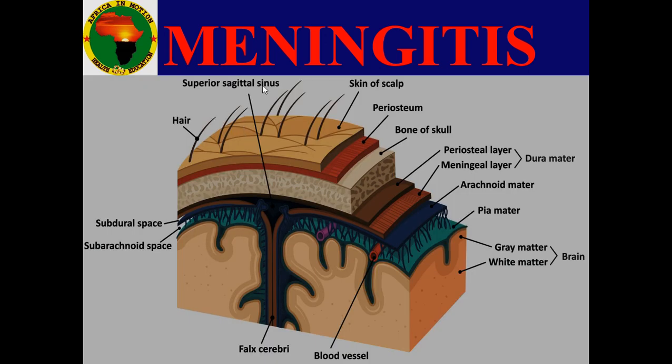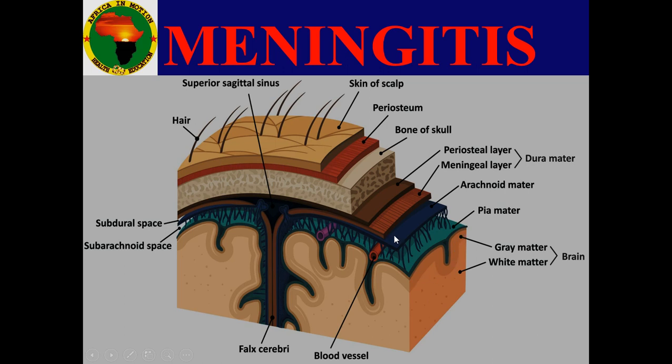When you look at this picture, you see the skin here with hair, and under the skin there is the periosteum. Under the periosteum there is a bone, and under the bone there are these membranes we're speaking about, the dura mater, the arachnoid, and the pia mater. Between the arachnoid and the pia mater there are vessels which keep on taking the blood in and out for nutrition. Then under the membranes you will find what we call the parenchyma, which is the brain tissue itself, made of gray matter and white matter.